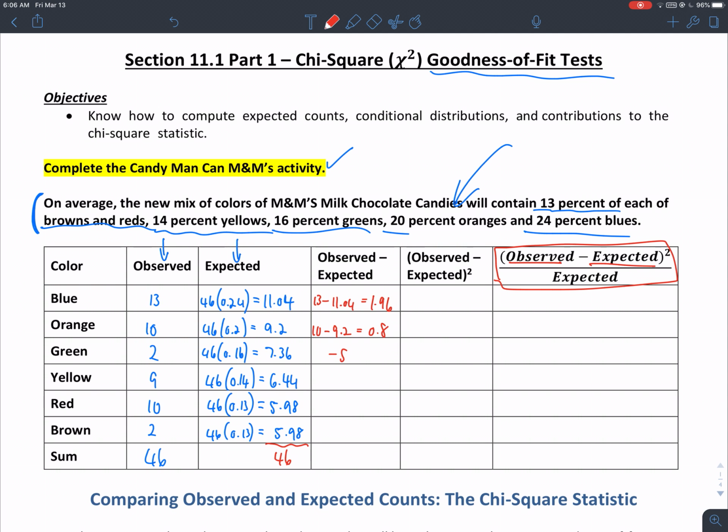The rest of them I'll just write down. You subtract these two, you get negative 5.36, 2.56, 4.02, and negative 3.98. And if you add up observed minus expected, if you add up all these numbers, you get 0. That's not very useful for us to get a statistic that becomes 0. So that's why statisticians said, let's square this. And then students always ask the question, why not just take the absolute value?